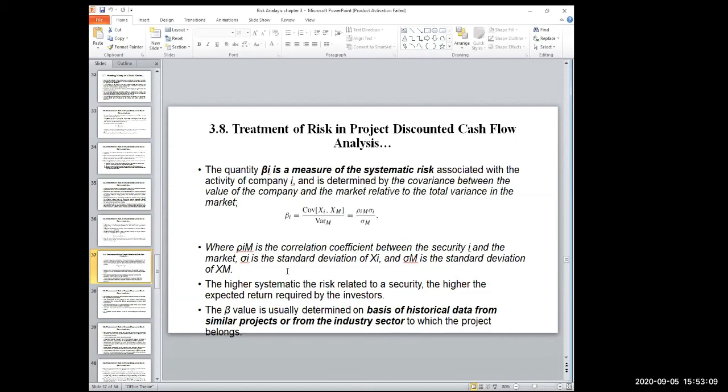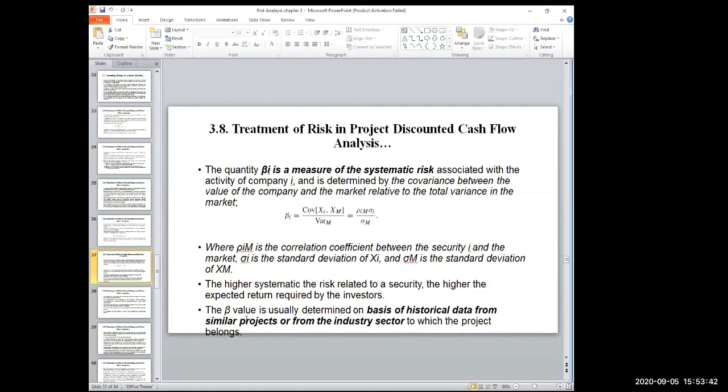So we can say that the higher the systematic risk related to the security, the higher the expected return required by the investor. So the higher the beta, we expect the higher R, the required rate of return. The beta value is usually determined based on historical data. Beta is often based on historical data from similar projects or from the industry the project belongs to, right?